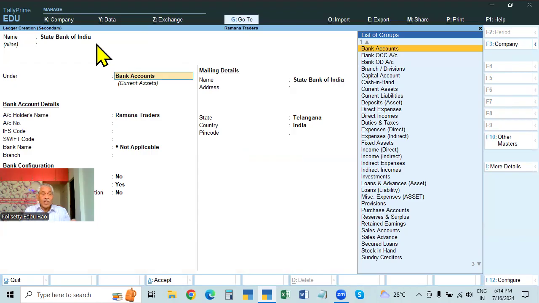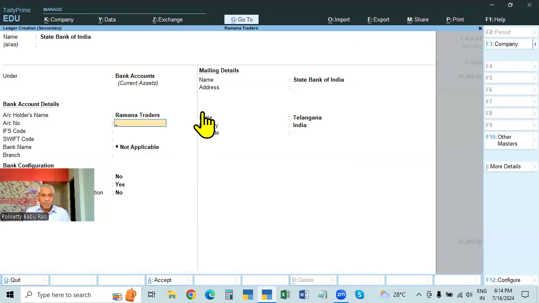And if you take a loan, you will provide security. So State Bank loan account will be secured loans, that will come later. So State Bank of India, simply any bank account, it is a current account. So we will give the bank accounts, and then here we will do 1, 2, 3, 4, 5, 6, 7, 8, 9, 10, 11.